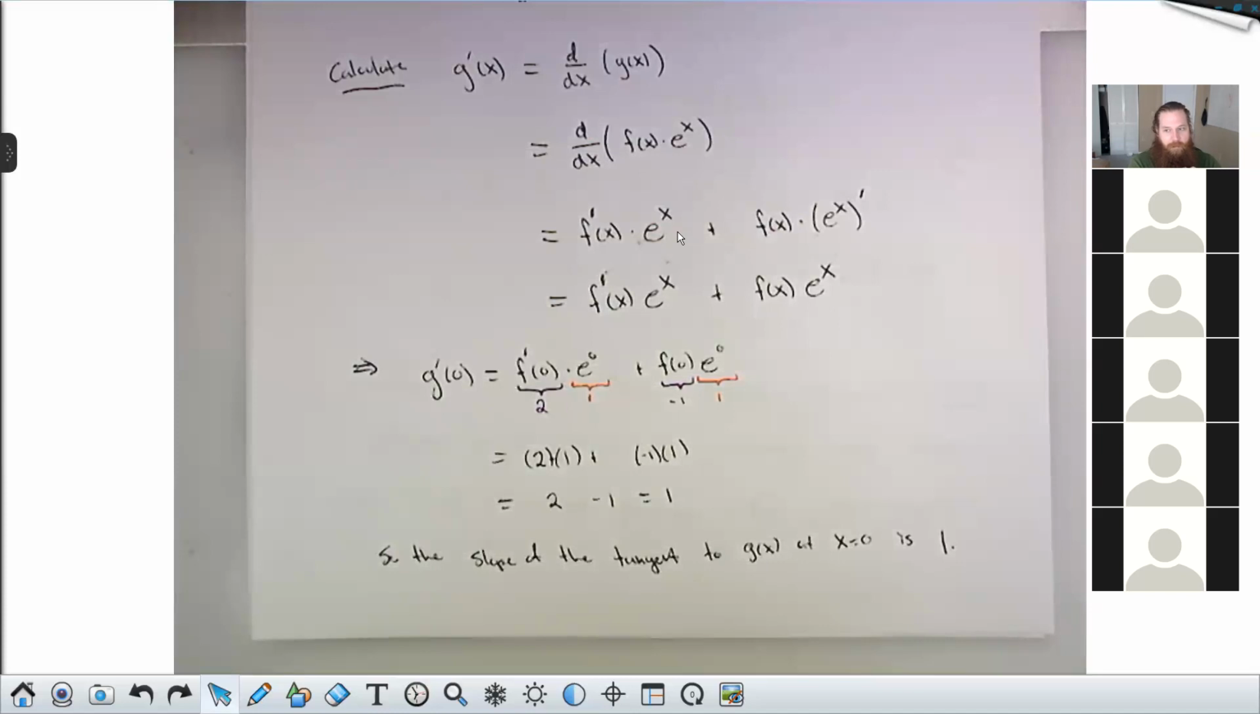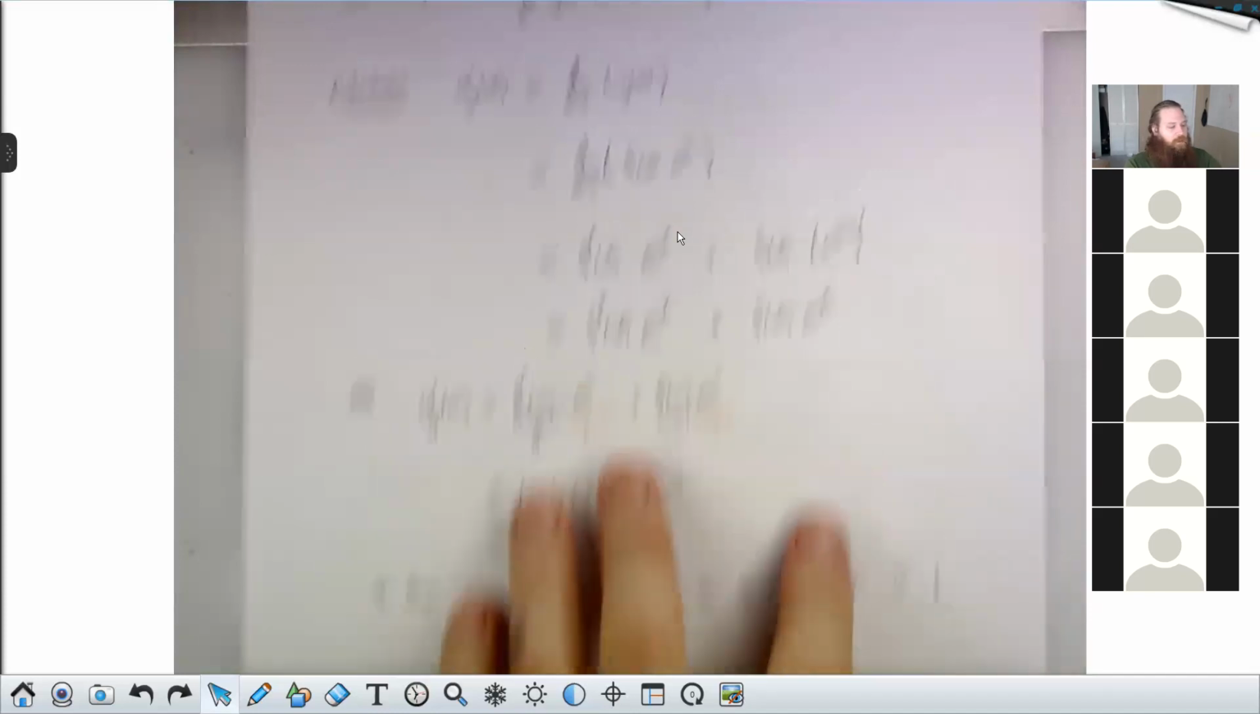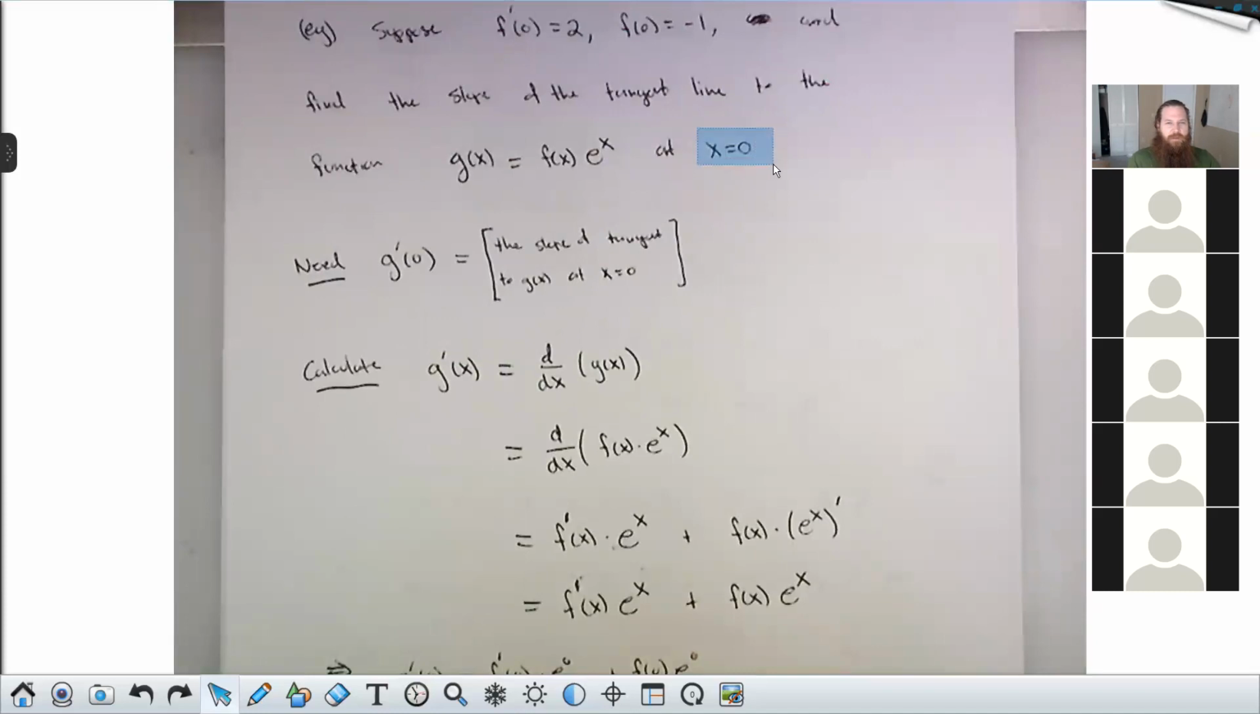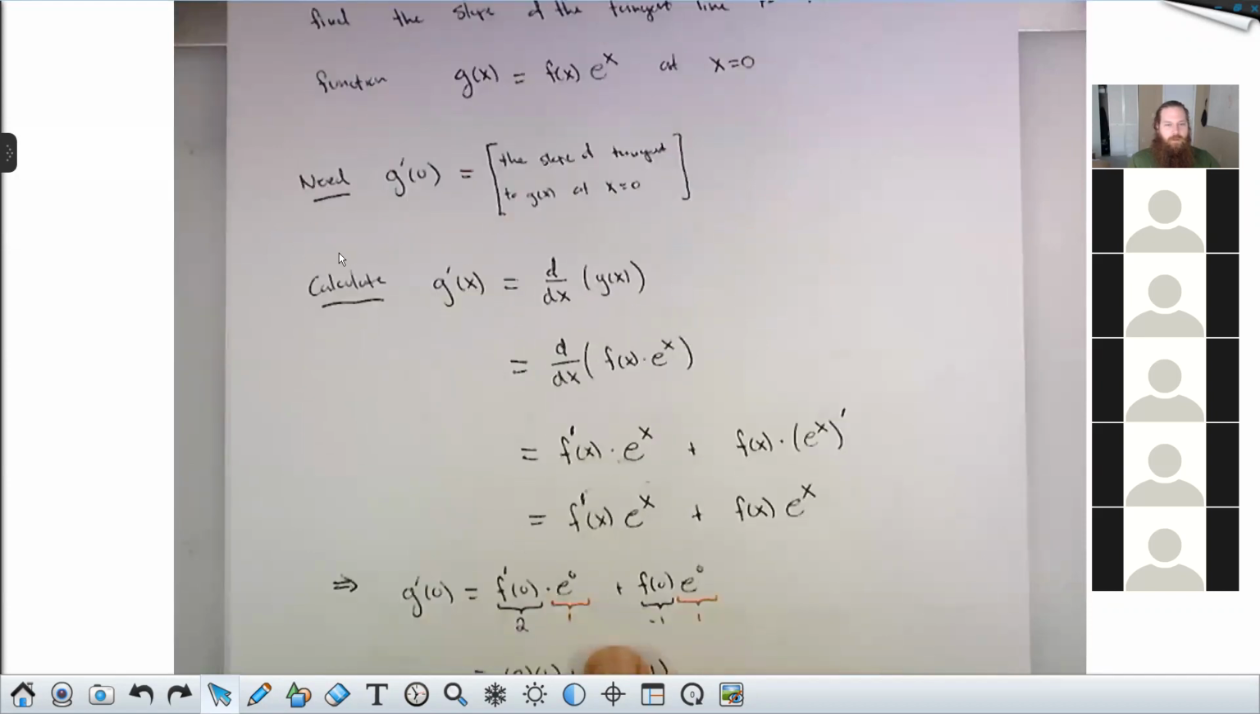I had a quick question about the calculate g prime of x. How did you know to do g prime of x when it's asking for g prime of 0? Because they told me to find the slope of the tangent line specifically at x equals 0. All right, so they said find the slope of the tangent line here at this point. Okay. So I identified first that what I needed was g primed of 0. And then the best way to get g primed of 0 is to calculate g primed of x and then plug in 0 for x.